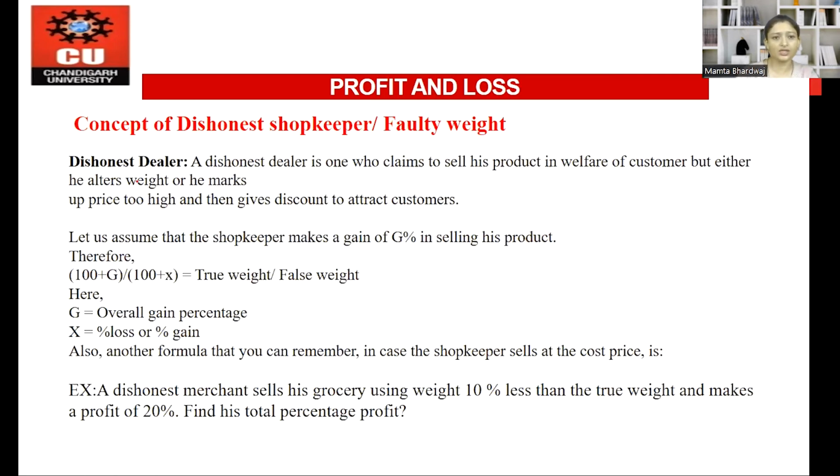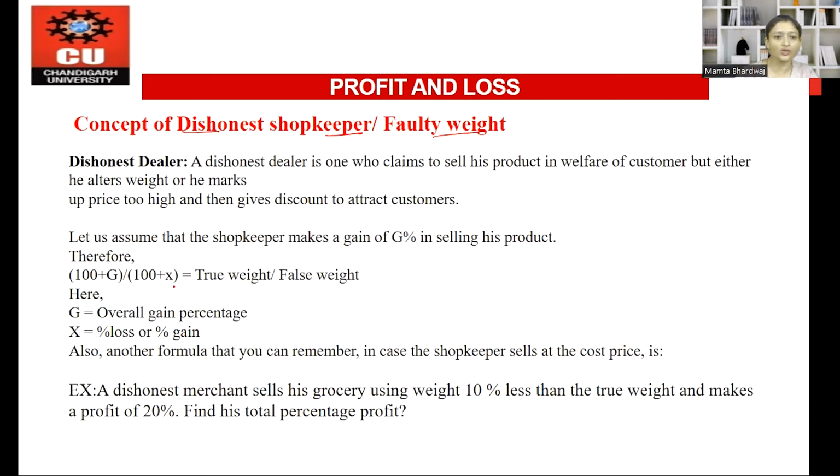Now we will discuss the concept of a dishonest shopkeeper or faulty weight. So what is a dishonest dealer? A dishonest dealer is one who claims to sell his product in the welfare of the customer, or you can say at the cost price. But either he alters the weight, or he marks up the price so high and then gives a discount to attract the customer, right? So let's assume a shopkeeper professes to sell his goods at the cost price, but he uses false weight. Then there is a profit to him.